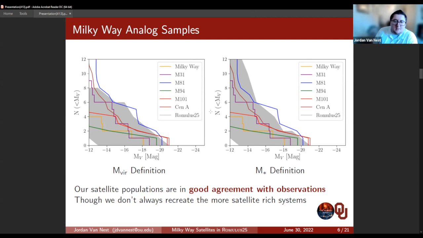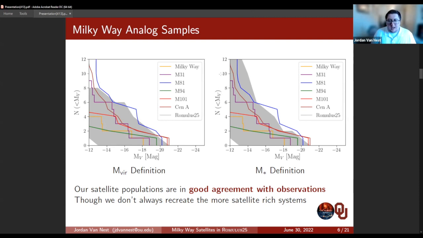We do note some of the definitions, though, have trouble recreating the really satellite-rich systems like M81 or Centaurus A. So we have a general overview: our luminosity function, satellite distributions, and Milky Way seems to be a good match.